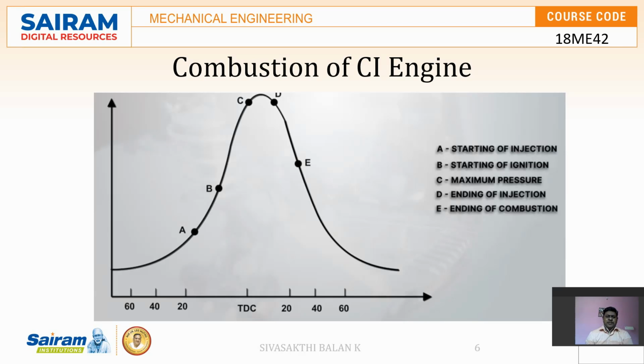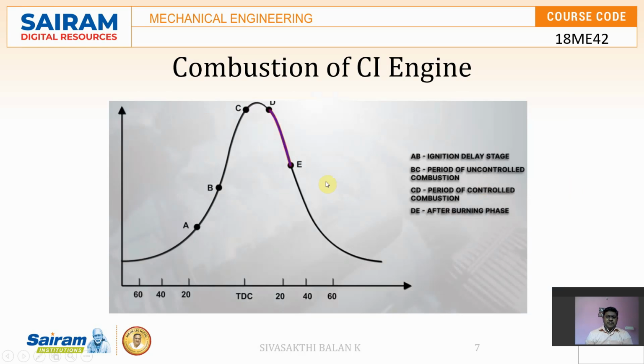And the point C is where the maximum pressure occurs, and D is the point where the injection is stopped, and the end of the combustion. The region between A and B is known as ignition delay stage, and point B is the place where ignition starts. The region between B and C is the uncontrolled combustion where the pressure drastically increases. And the region between C and D is referred to as the period of controlled combustion, where both are under control.